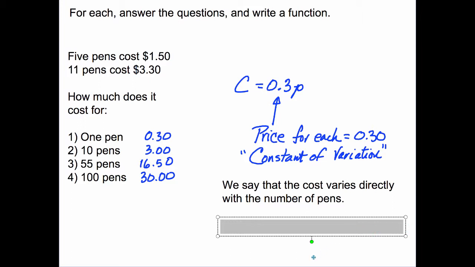In this situation, because it's a direct variation, we say that the cost varies directly with the number of pens. When we say that, we mean that this is a direct variation. Let's quickly take a look at the other 2 problems.